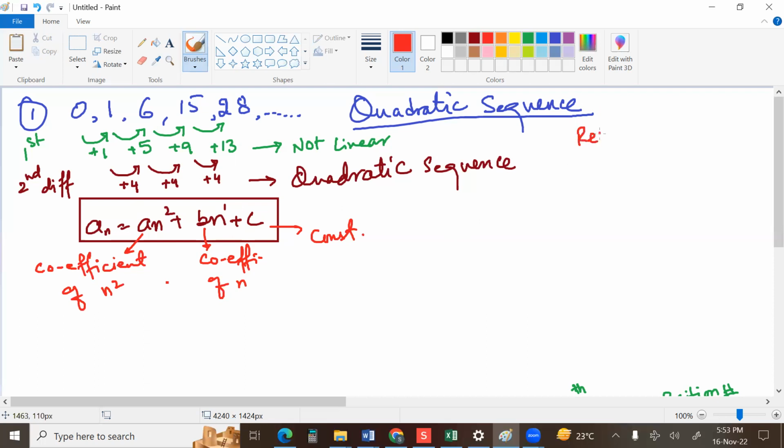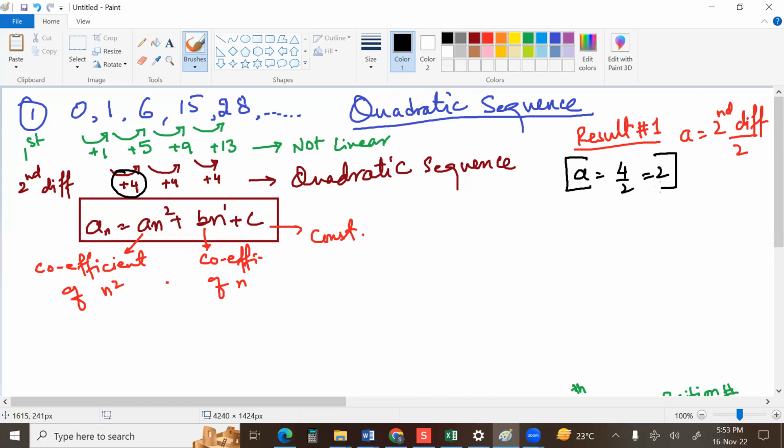So result number 1. Result number 1 will help you to find the value of A. A is simply the second difference divided by 2. Or in other words, it's the half of second difference. Our second difference here is 4. So the value of A will be 2. I have one of these unknowns found. So my general rule is, at least I know the value of A by now, 2n squared. Let's find the value of B.